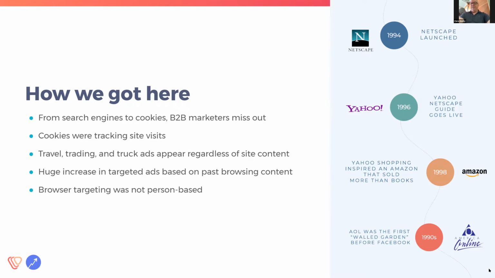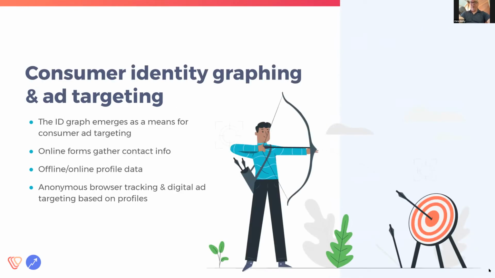But it didn't allow you to understand who the person really was. And so that's when the identity graph starts to evolve. And if you go to the next slide, we'll talk a little bit about that. And it all relates to what problems the B2B marketer has.